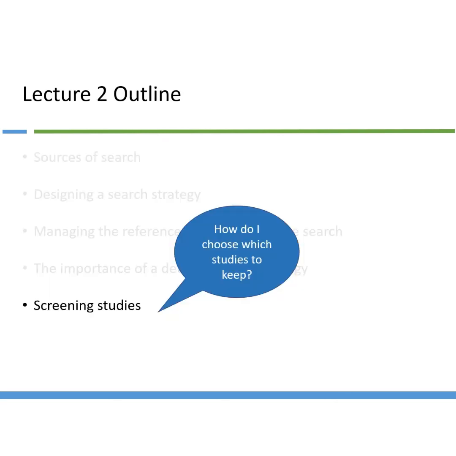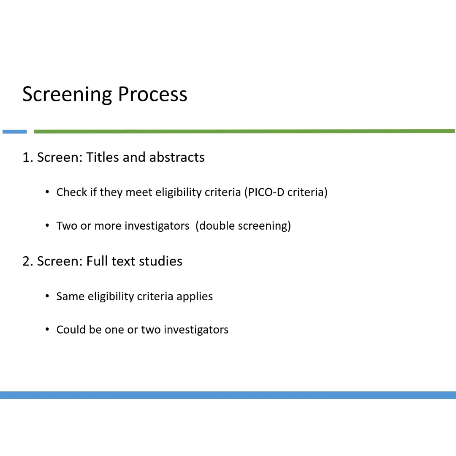Screening studies. After you get the search, you export the data, the studies you have, and you're going to screen them. There are 2 stages in screening. The first stage is screening the titles and abstracts that you got. Check if they meet the eligibility criteria, the PICO criteria, done by 2 or more investigators. I mentioned that previously, double screening. Then once you know what studies you want to include, you do the next step, which is full text. You pull the full text of these eligible abstracts and titles and apply the same eligibility criteria, again conducted by at least 2 investigators independently.